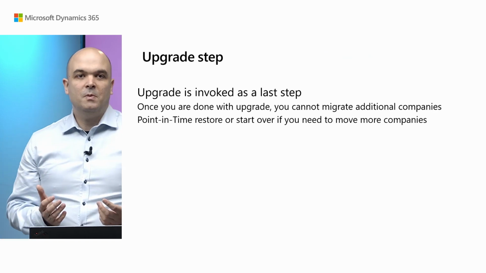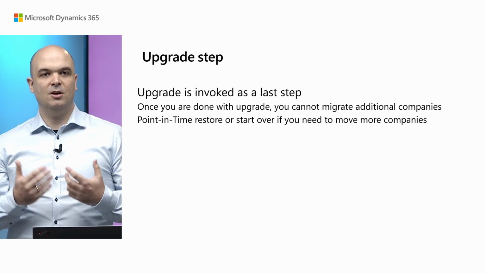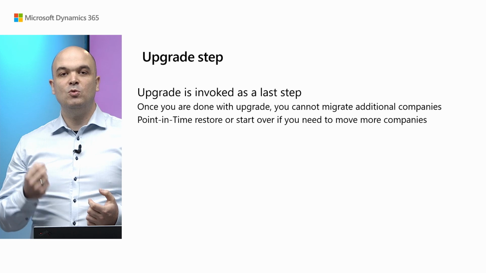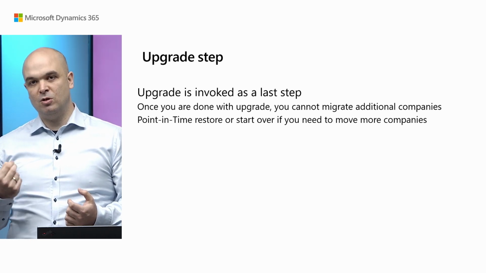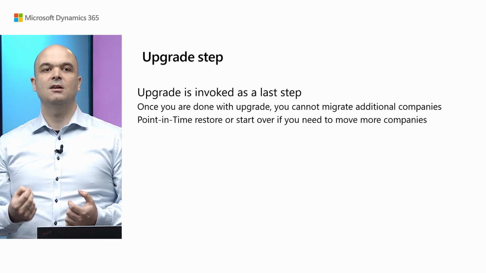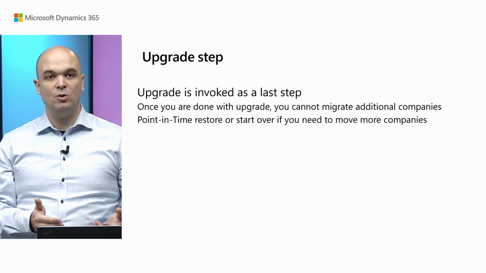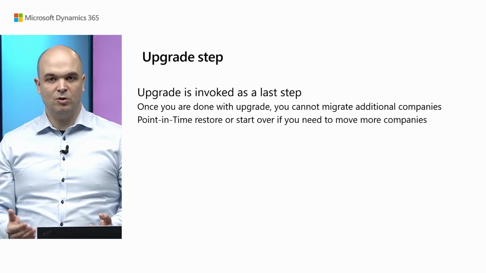So the upgrade step needs to be invoked as the absolutely last step in the cloud migration. And the reason why is because once you invoke the upgrade, you will not be able to do additional replications or to move additional companies into the SaaS tenant. And if this happens for you, you will either need to point-in-time restore or start over. Simply delete the environment and replicate all of the companies together.